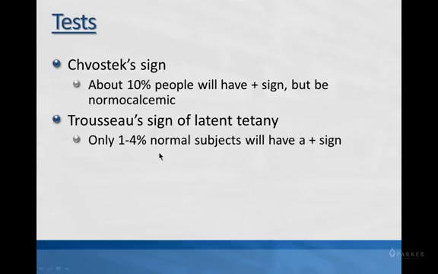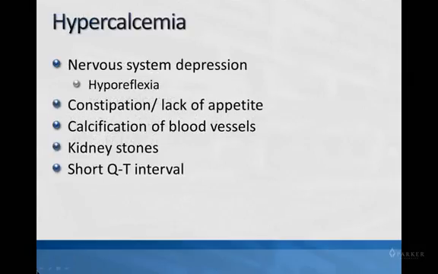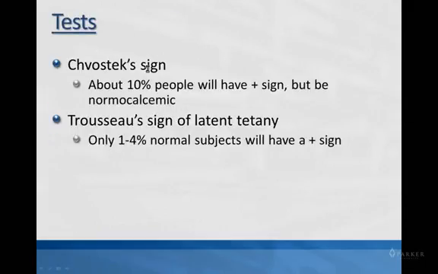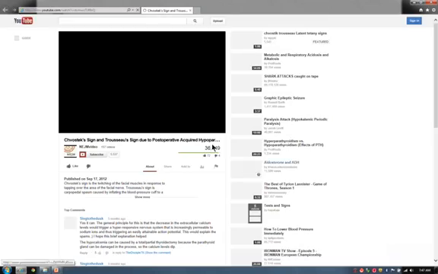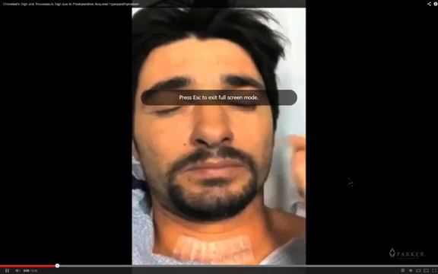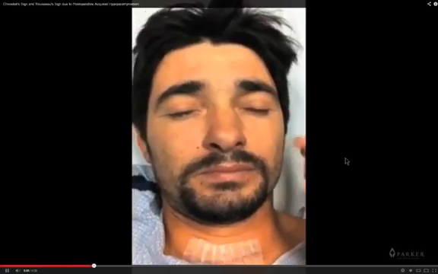This one is a little bit more specific, because only about 1 to 4% of the subjects that are normal will have a positive sign. But always remember that if you see this, it doesn't automatically mean the subject has low blood calcium levels. You'd also have to do blood tests to confirm that. So let's look at what it looks like. This is the Chvostek sign. They're tapping the facial nerve, and you see the muscles contracting on the same side.